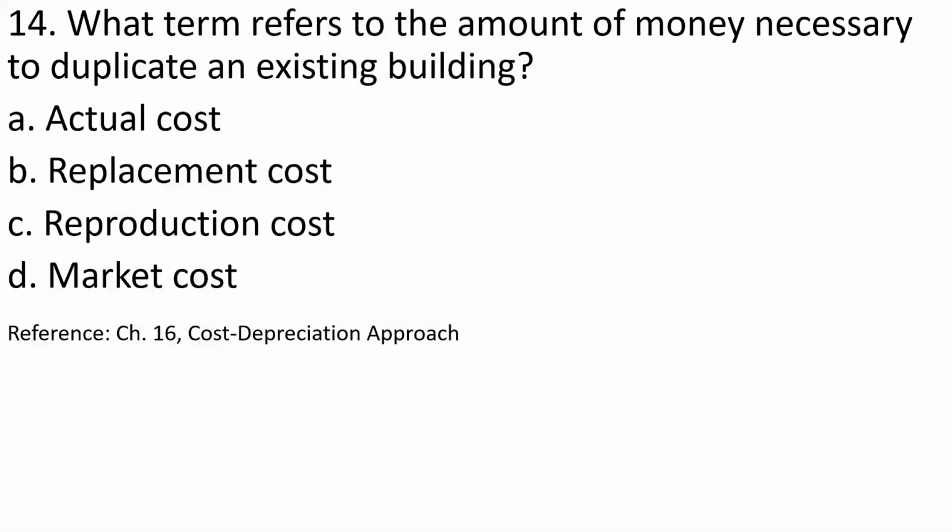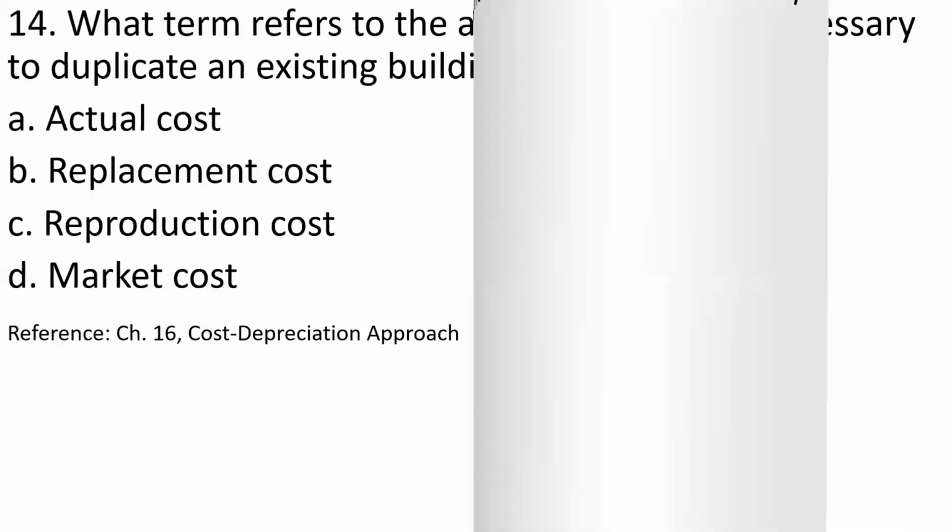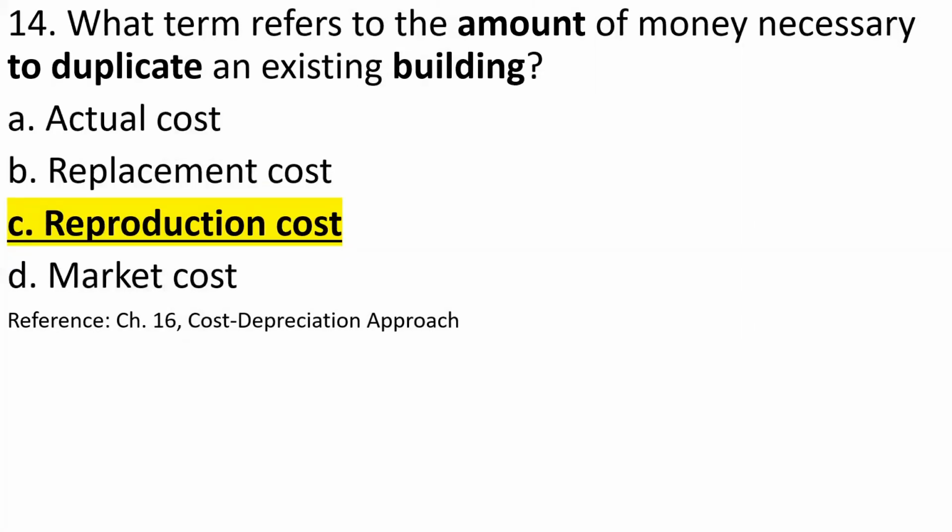Number 14, what term refers to the amount of money necessary to duplicate an existing building? That would be the reproduction costs. If you are duplicating an existing building, you are reproducing the building. So that's reproduction costs.